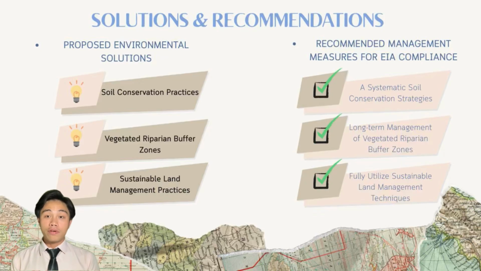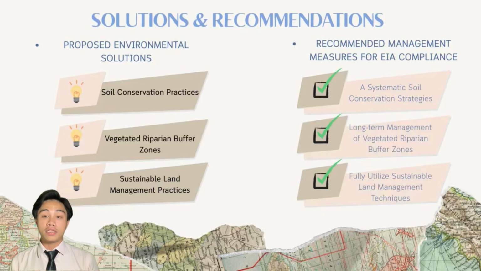Next, to address these environmental challenges, we propose three key solutions. First, implementing soil erosion control practices such as contour farming, terracing, and maintaining ground cover. This measure reduces surface runoff velocity and prevents soil detachment, helping to preserve soil structure and lower erosion rates.